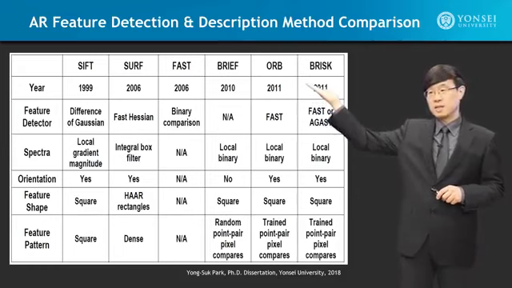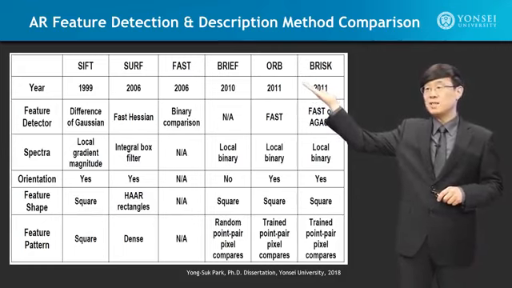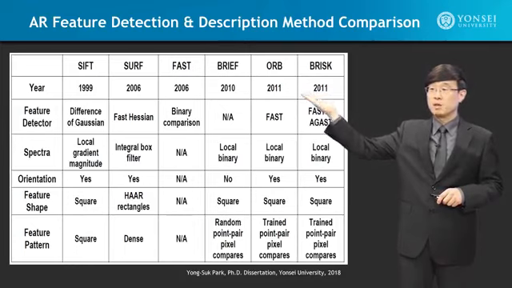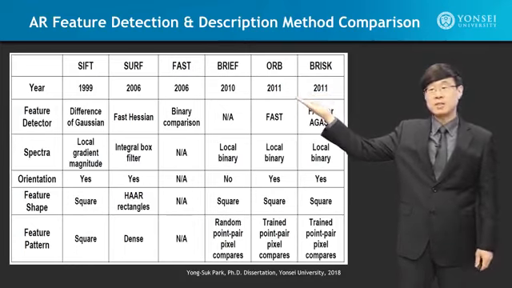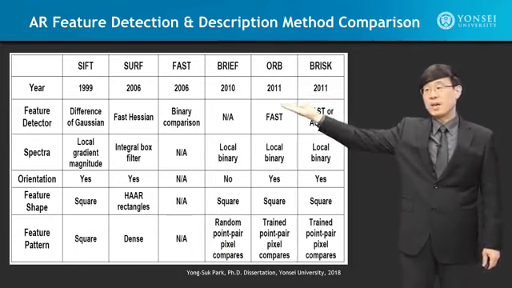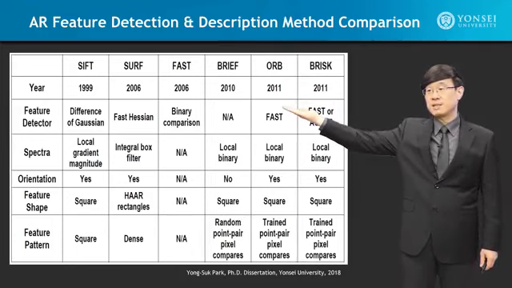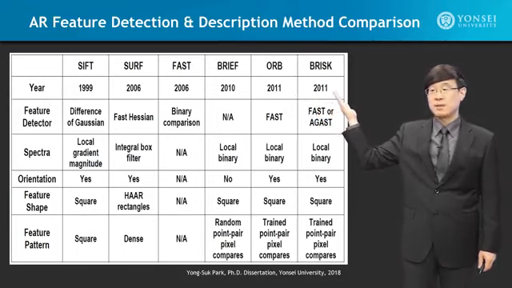Starting from here, you can see SIFT, SURF, FAST, BRIEF, ORB, and BRISK. These are the most popular ones. Look at the year of their creation, from 1999 for SIFT to 2006 for SURF. Then there's FAST in 2006, BRIEF in 2010, ORB in 2011, and BRISK in 2011.